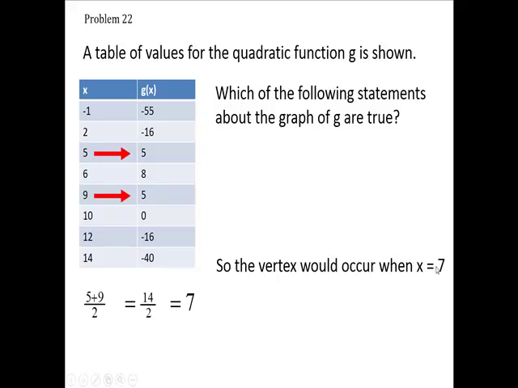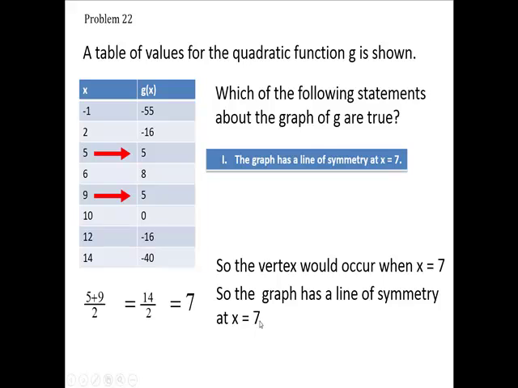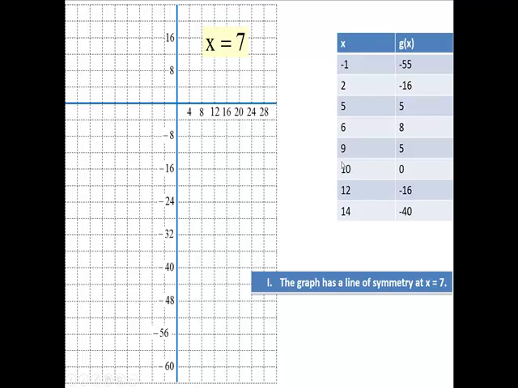So when x equals 7, we had our vertex, and by the way, that gives me my axis of symmetry, doesn't it? The axis of symmetry goes through the vertex. Okay, so the first statement's true. Now, what is this x equals 7? Well, let's see. There's 2, 4, 6, 8. So when x is 7, you're about right here. Draw a line straight up and down right there. This is called the axis of symmetry.